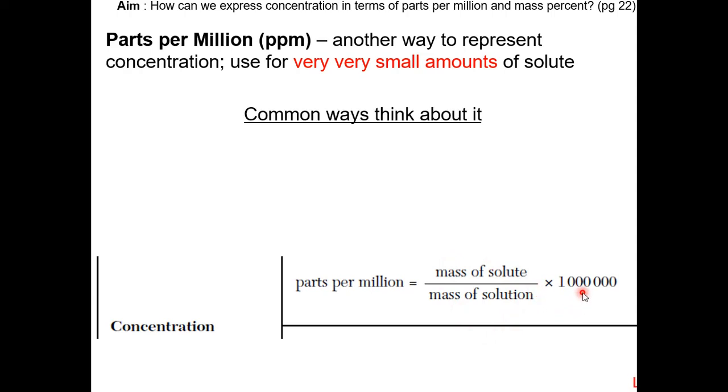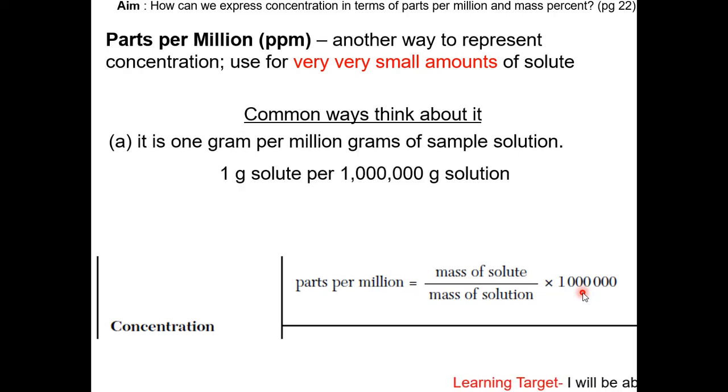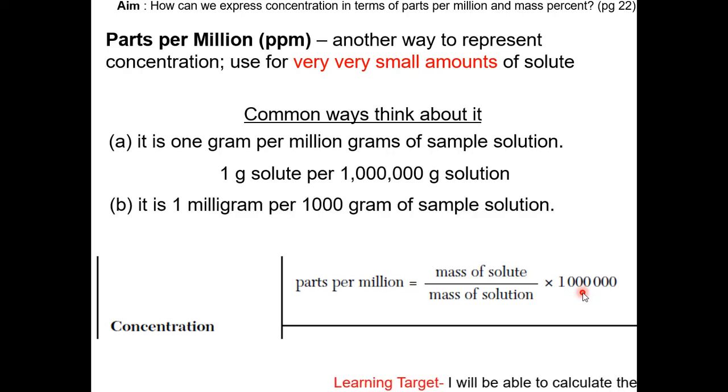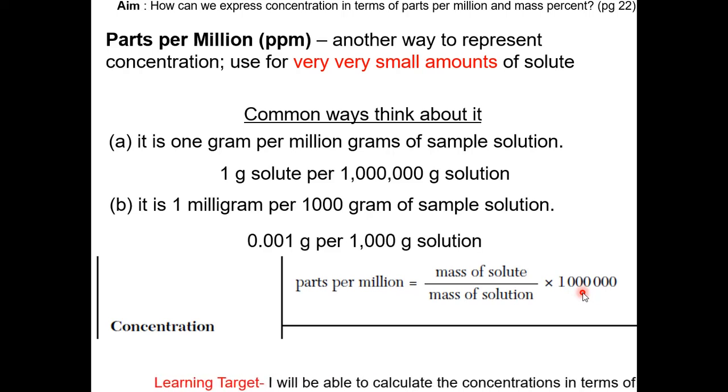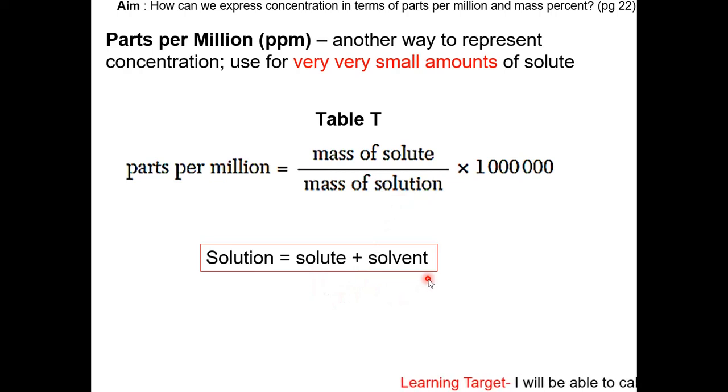There's two ways you can think about parts per million. Either it's 1 gram per million grams of a sample solution, which is 1 gram of solute per 1 million grams of solution. Or you can think of it as 1 milligram per 1,000 grams of sample solution, which is 0.001 gram per 1,000 grams of solution. Since the equation is on Table T on your reference table, you do not need to memorize it. Keep in mind, solution is solute plus solvent.